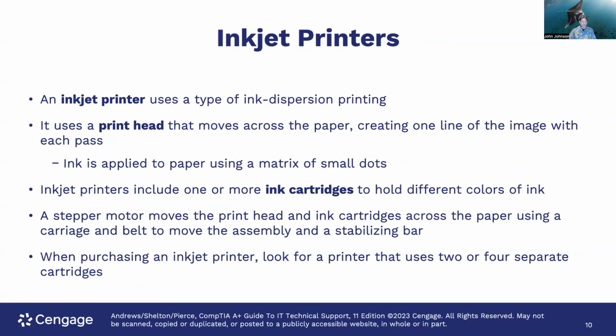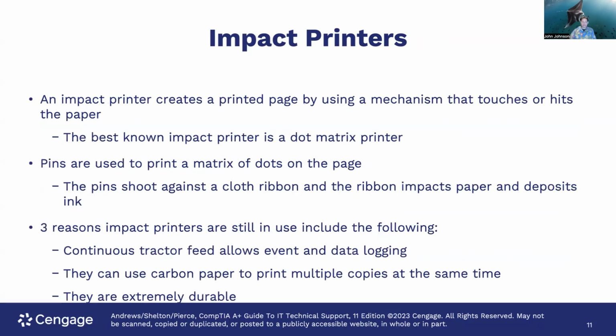It uses a print head that moves across the paper, creating one line of the image with each pass. Ink is applied to the paper using a matrix of small dots. Inkjet printers include one or more ink cartridges to hold different colors of ink. A stepper motor moves the print head and ink cartridges across the paper using a carriage and belt to move the assembly and the stabilizing bar. When you're purchasing an inkjet printer, look for a printer that uses two or four separate cartridges.